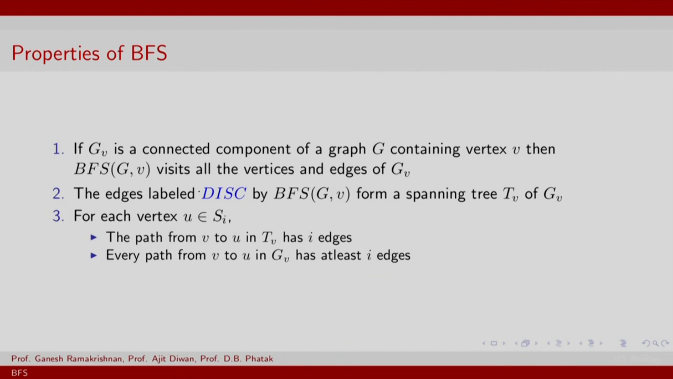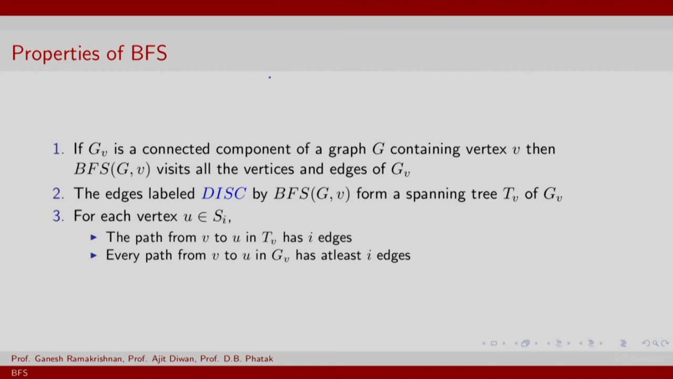So if GV is a connected component of a graph G containing vertex V, then BFS on GV starting at V visits all the vertices and edges of GV. It labels some edges as discovered and the others as cross. For each edge labeled discovered, if you put them together, you get a spanning tree TV of GV.